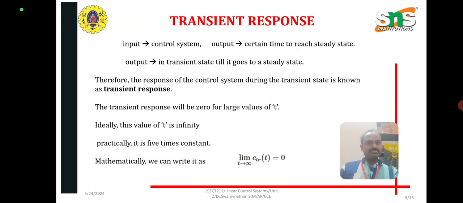For the transient response, if you give the input to the control system, the output takes a certain time to reach the steady state. The output goes through this transient state until it reaches the steady state, and that is called the transient response. That transient response will be 0 for a large value of time. Ideally the time is infinity; practically it is five time constants. So mathematically we can write the limit as t tends to infinity, C_tr is equal to 0.